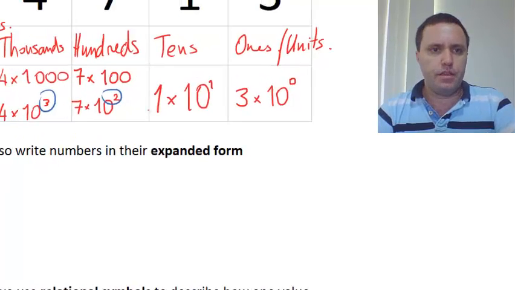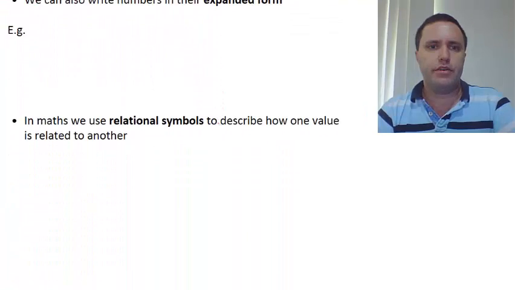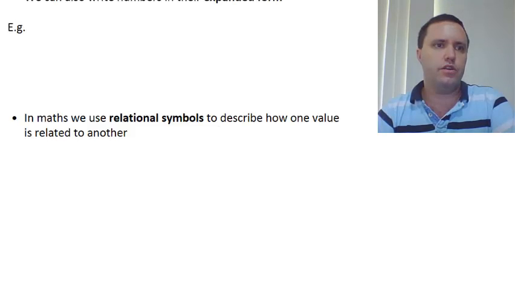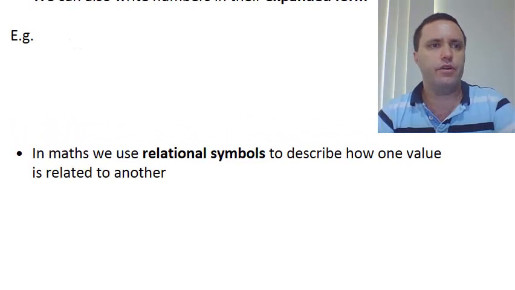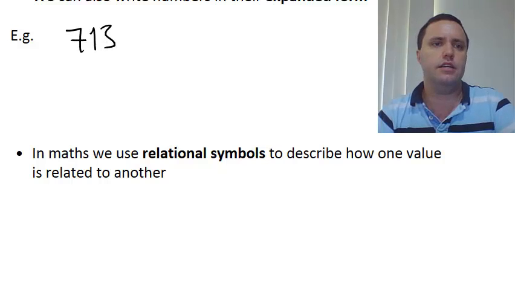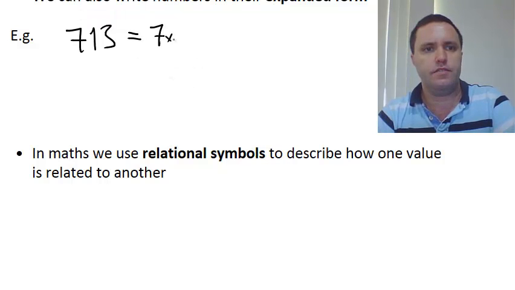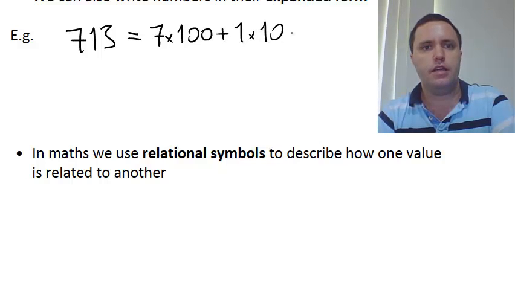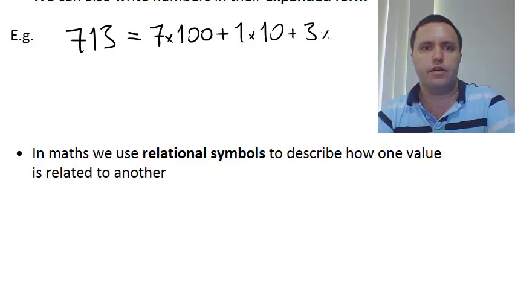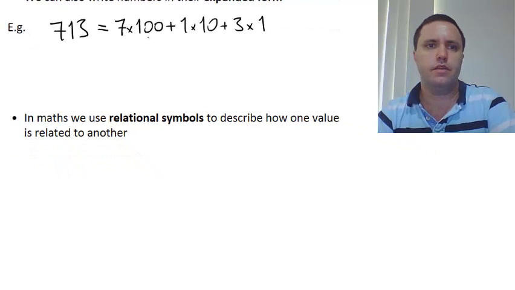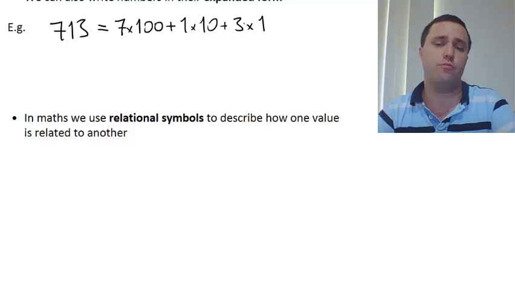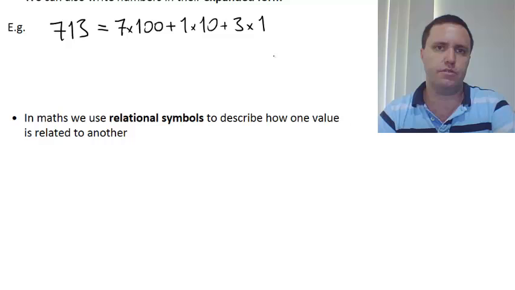Right, so we can also write numbers in their expanded form, okay? So this looks like if we wanted to write the number 713 in expanded form, that means we'd say that's the same as 7 times 100 plus 1 times 10 plus 3 times 1. Okay, so that's the expanded form of a number. That's all that means, is just to get the number and break it up into its little pieces.